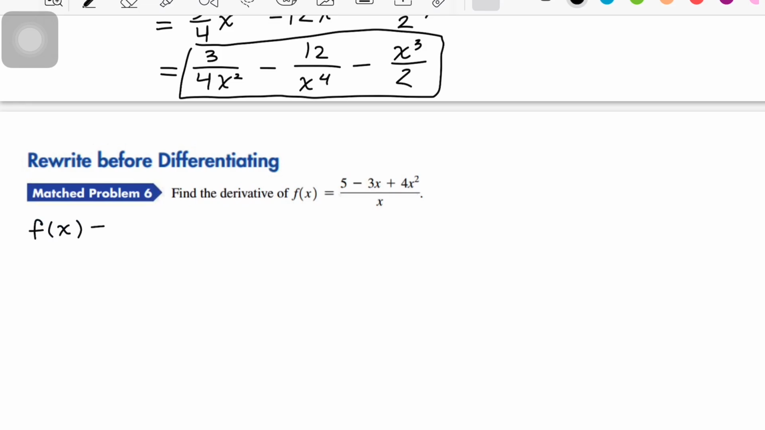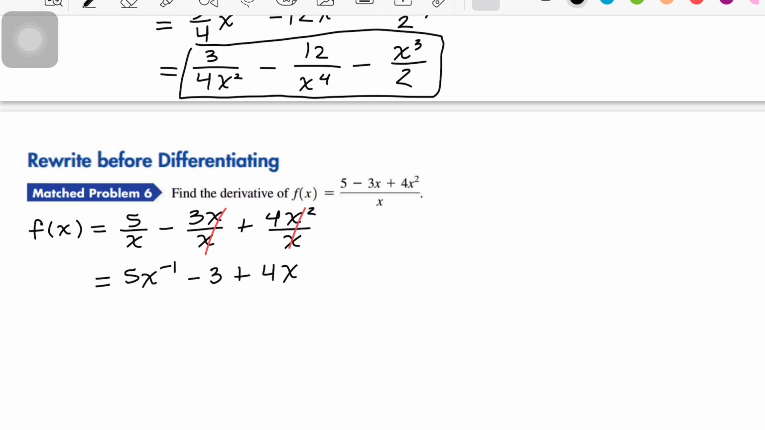So rewriting this rational function here, we have that this is equal to 5 over x minus 3x over x plus 4x squared over x. So this is equal to this. We're just splitting up the fractions. Then rewriting and simplifying, we have 5 over x, so bringing that x into the numerator, we have 5x to the negative 1. These x's here cancel, so we're just left with minus 3. And then these x's will also cancel, so we're left with plus 4x.